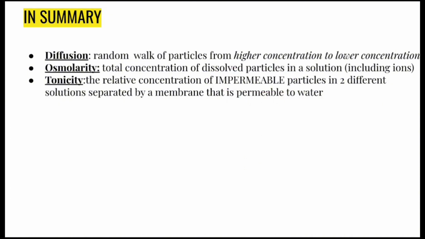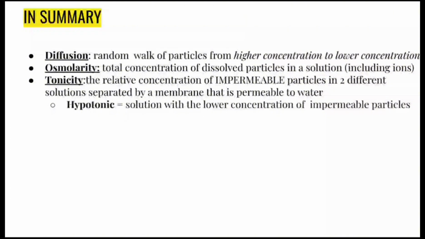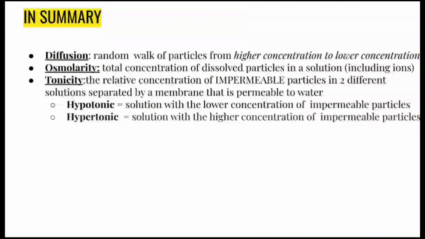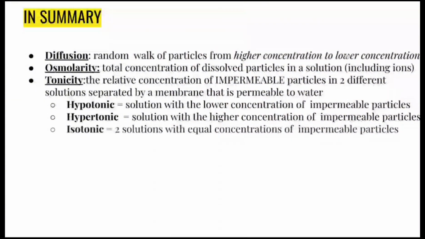And these types of solutions are hypotonic. In a hypotonic solution, there is a lower concentration of the impermeable particles. In a hypertonic solution, there is a higher concentration of impermeable particles. And if we think about the water concentration, it is just the opposite. So what tends to happen is water is going to diffuse from hypotonic solutions to hypertonic solutions. And finally, we have isotonic solutions. If we have equal concentrations of all impermeable particles across the membrane, we will not have any osmosis.